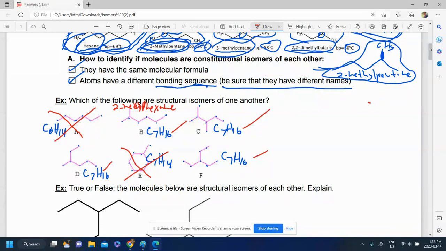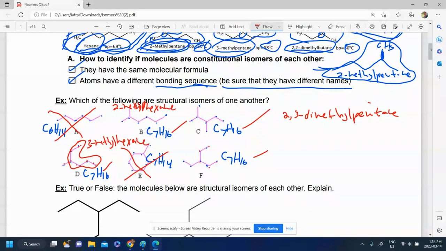Here I have 1, 2, 3, 4, 5. So 2,3-dimethylpentane. Over here we have 1, 2, 3, 4, 5, or 1, 2, 3, 4, 5, 6. So this is the longer chain. And so this is 3-methylhexane.